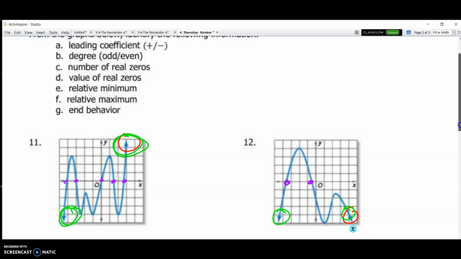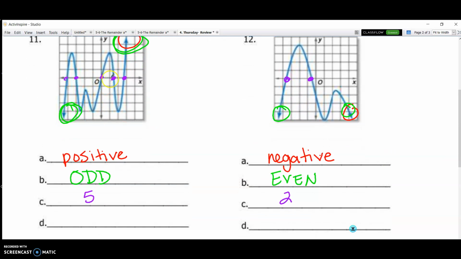Okay. The value of the real zeros, so where they are on the graph. There's one at 0. There's one at about 1.5, and one at like 3, another one at -1, -2, -3, and another one at -4. So there's all 5. Here, there's only 2. One of them is at -3.5. The other one is at -0.5.